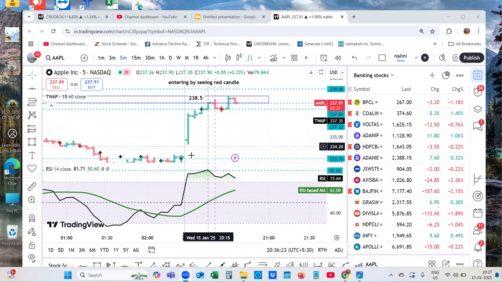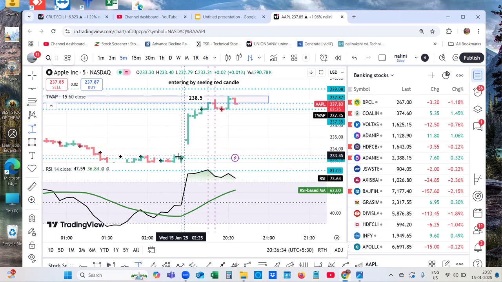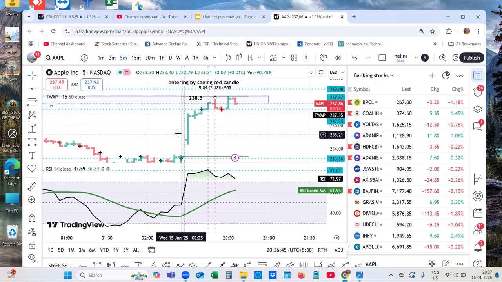Here, what happened is in this Apple stock, it has gapped up. By gapping up, now it is trading around 2.17 percent. When it makes 2.17 percent, entering at this level after the first candle becomes a very costly mistake. You should not enter.